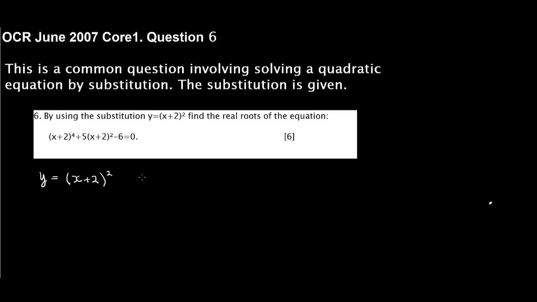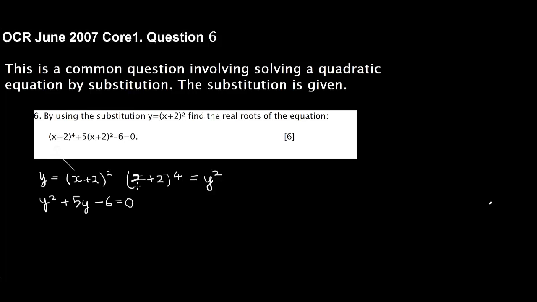Well, if y equals (x plus 2) all squared, we can say that (x plus 2) to the power 4, which is what we've got here, is y squared. And (x plus 2) squared is y. So we can rewrite that equation as y squared plus 5y minus 6 equals 0.